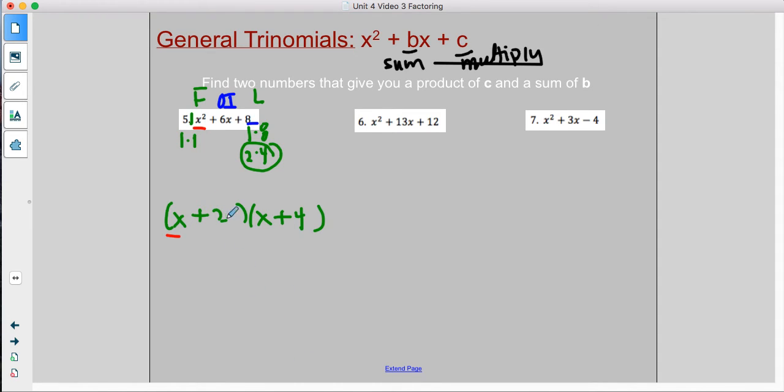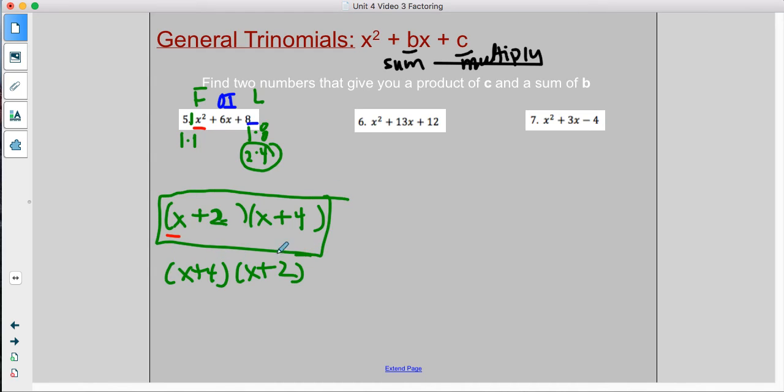Also want to point out, if I have x plus 2 and x plus 4, I can write it either direction. Doesn't matter. They are both right. This answer or this one. Okay? So moving on to example 6.